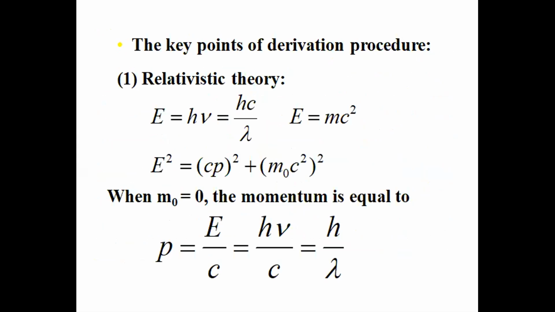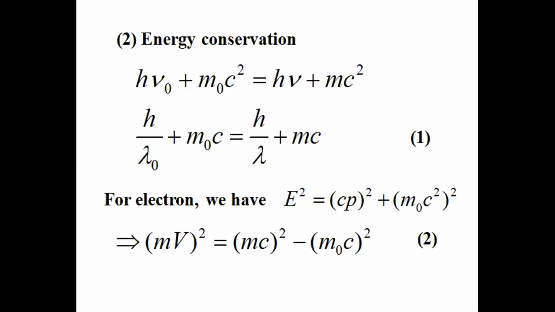The key points of the derivation procedure are relativistic theory: E equals h nu, which we represent as hc by lambda. Here E is equal to mc square. By combining these two, E square equals cp square plus m naught c square whole square. When m naught is equal to 0, that means when it is in motion, the momentum is P equal to E by c, h nu by c, that is equal to h by lambda.